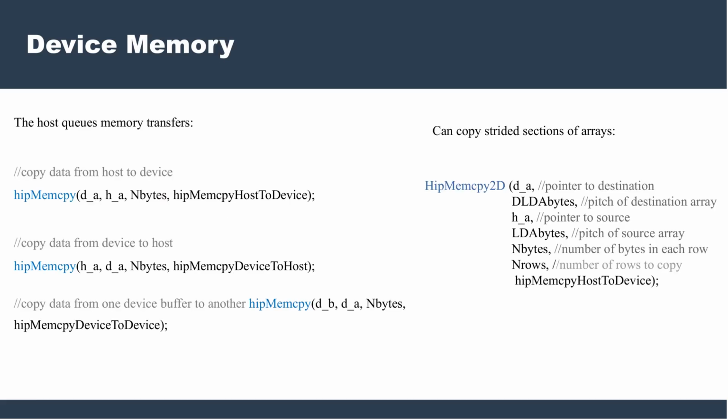Efficient data transfer between host and device is crucial. Use hipMemcpy for copying data, host to device, device to host, or device to device. For strided array sections, hipMemcpy2D allows specifying destination and source pitches, bytes per row, and number of rows. This flexibility optimizes memory operations, enhancing performance in complex data structures.